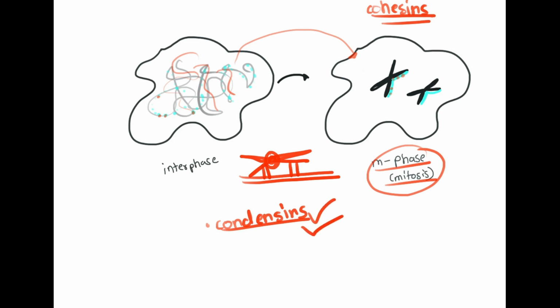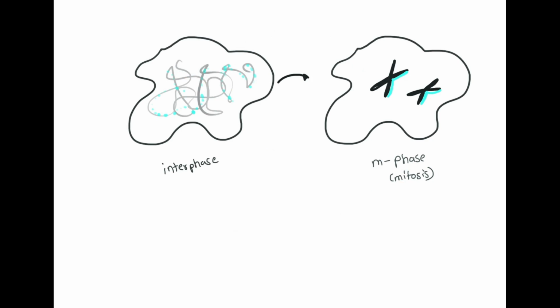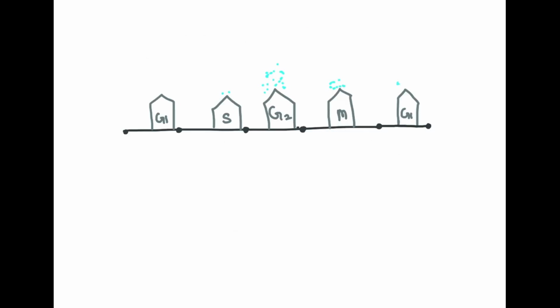Their structure is similar to the condensins, but they have slightly different functions. Now, if you look at the typical cell cycle, you can notice that most of the cohesins are concentrated in the G2 phase. G2 phase is when the chromosome is in a thread-like structure, and then they go all the way into early M phase. And what is early M phase? Early M phase is essentially prophase.